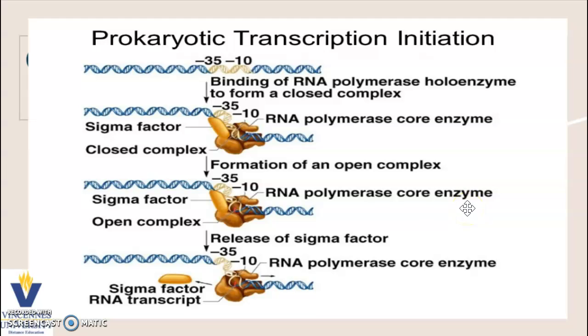Pretty simple. After the promoter has bound to the negative 35 and negative 10 region, the sigma factor is released and the core enzyme is able to move along the DNA to make RNA. And then it's basically just self-explanatory. It removes, and then they're both separated from each other.